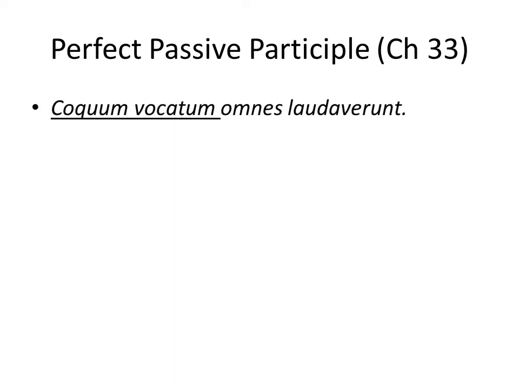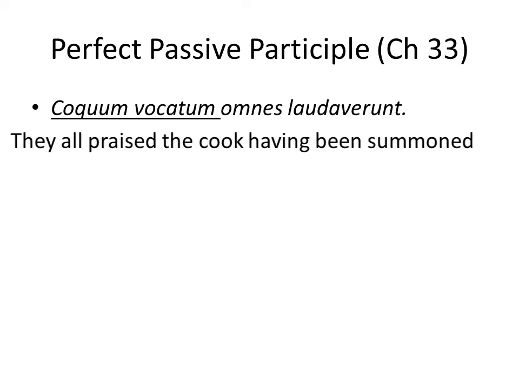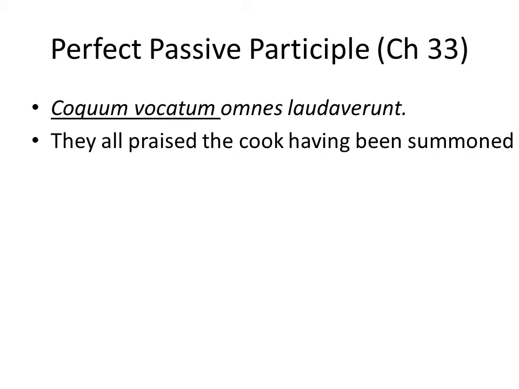We can shift that a little bit, keep the same meaning of the sentence, but shift the words to say something like this: Coquum vocatum omnes laudaverunt. Here's our translation. They all praised the cook having been summoned. So here, omnes is our subject, laudaverunt is our verb, and coquum is an accusative direct object. Since it's the cook who was summoned or called, vocatum is also accusative, agreeing with it. So what we've done from the first sentence to this one is just change subjects, verbs, and objects.